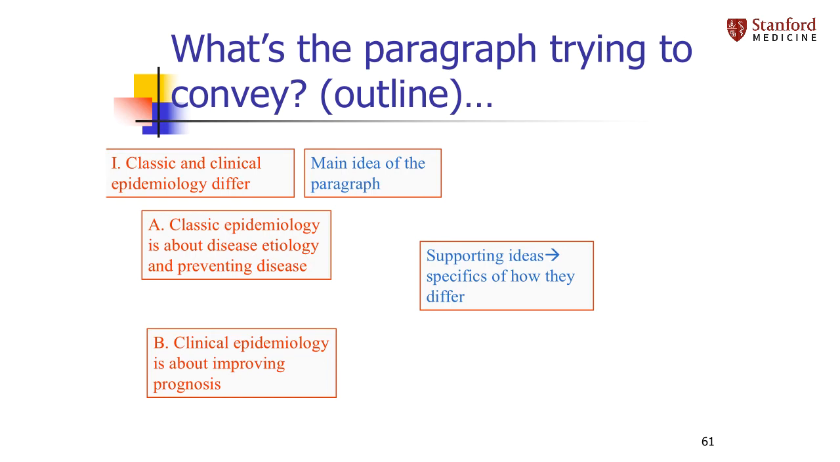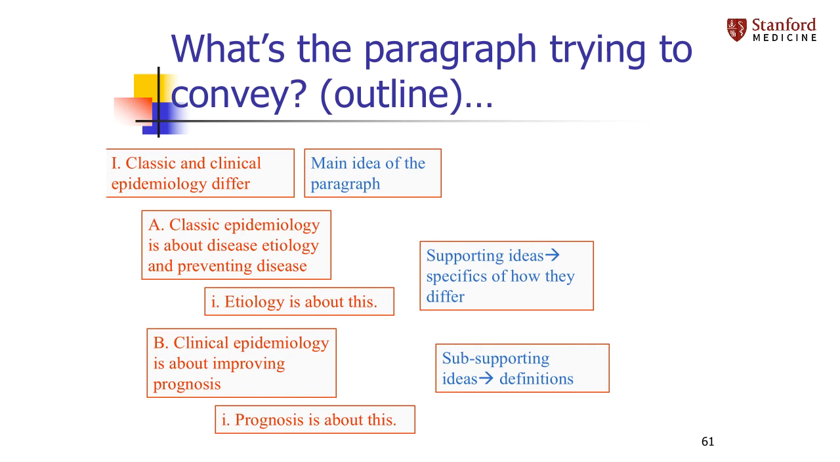And then within each of those, they used a word that might need a definition. So in talking about classic epidemiology, they use the word etiology. In talking about clinical epidemiology, they use the word prognosis. And the author felt like they needed to define those words for the reader. So it's a pretty simple structure that we have here. And what I'm going to do for this example is actually I'm going to go through and do some sentence level editing now for you as well, as we try to edit this down and get just to these main ideas.